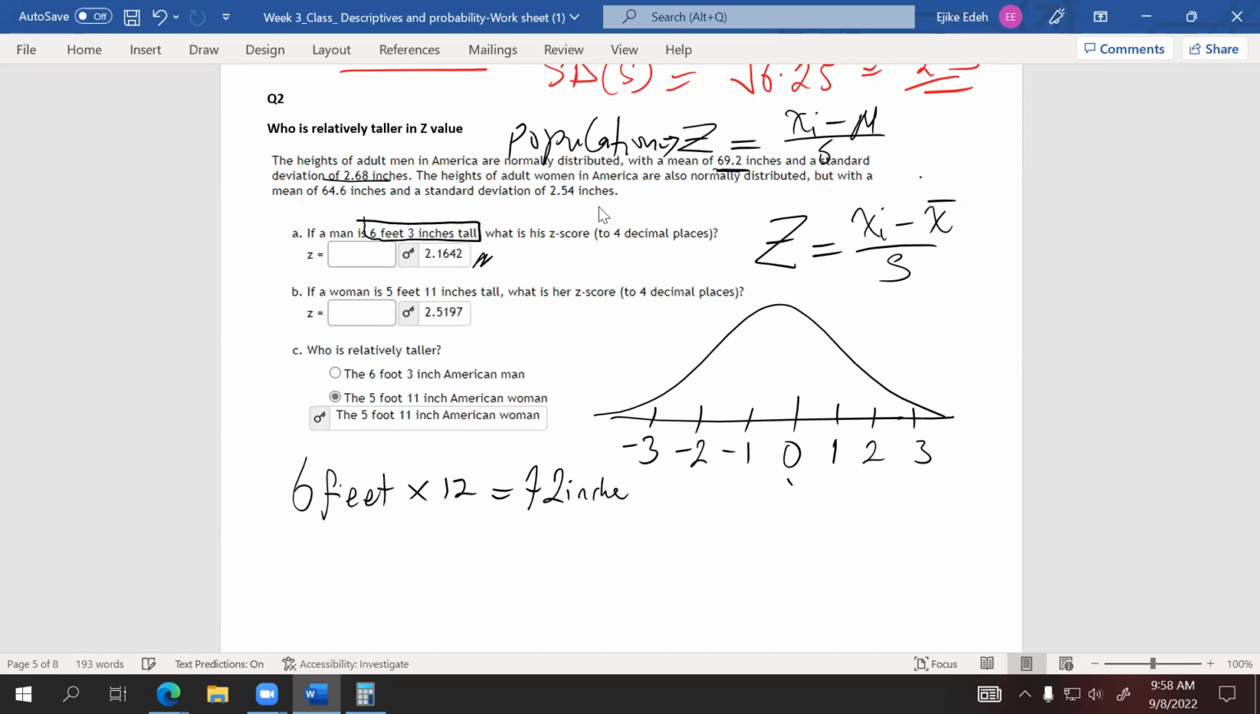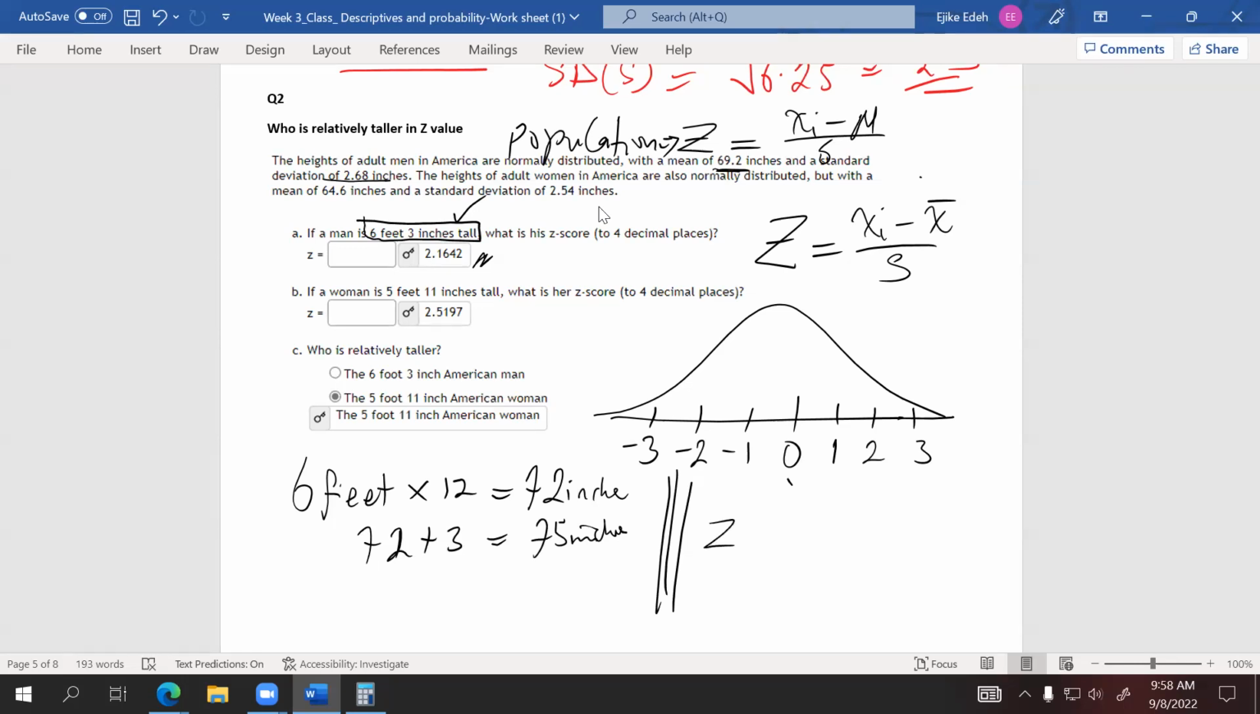So this man here is essentially 72 plus 3 inches tall. That is a total of 75 inches. So that, in the formula, is what you work with. You do the same thing for the woman and you calculate the Z-score. So we're going to focus on that of the man, and then in the next section, we'll have the opportunity to try this out.